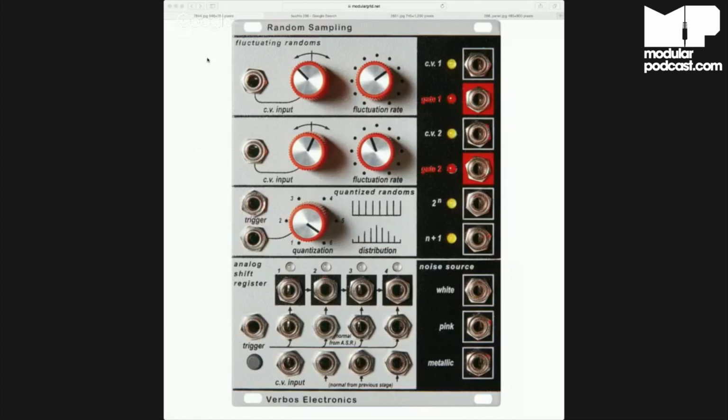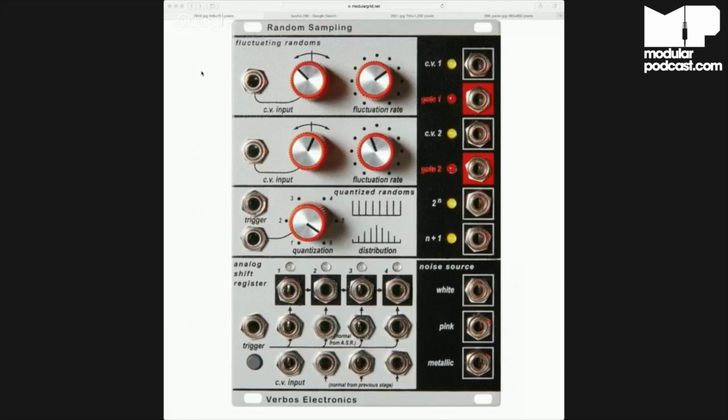But in the fluctuating random, there's an internal clock. So you have voltage control of the clock speed, and there's a low-pass filter that's correlated to the clock. But you'll just hear out of the CV outputs in fluctuating randoms a wavering voltage that you have control over the rate that it's wavering.